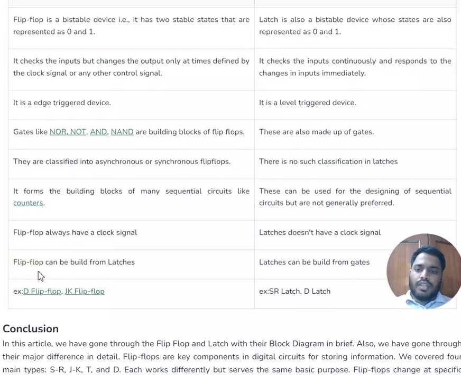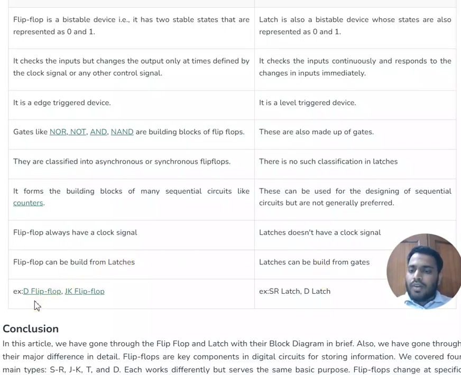The flip-flops can be built from latches. Latches can be built from gates. So here we can see flip-flop can be built from these latches. So if you have the basic latch, we can take those basic latches to build a flip-flop circuit. Whereas latches are not necessarily built from the flip-flops. Latches are built from the gates like the AND gate, NOR gate, NOT gate, etc.